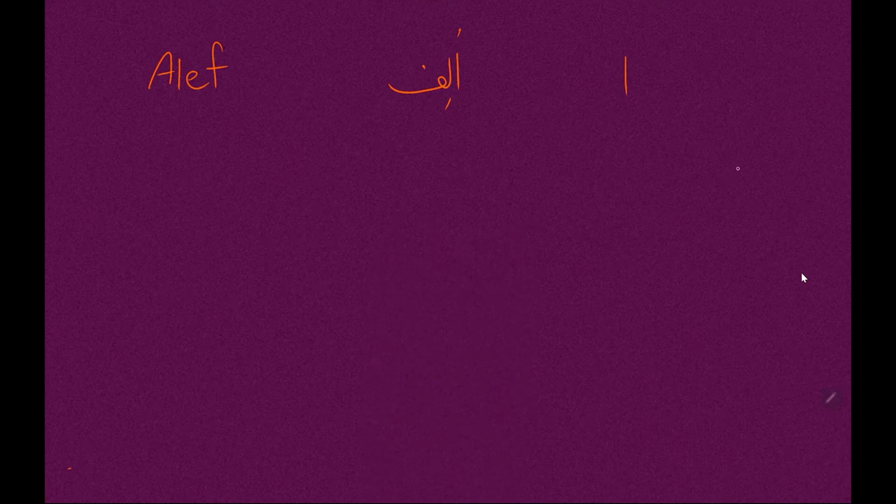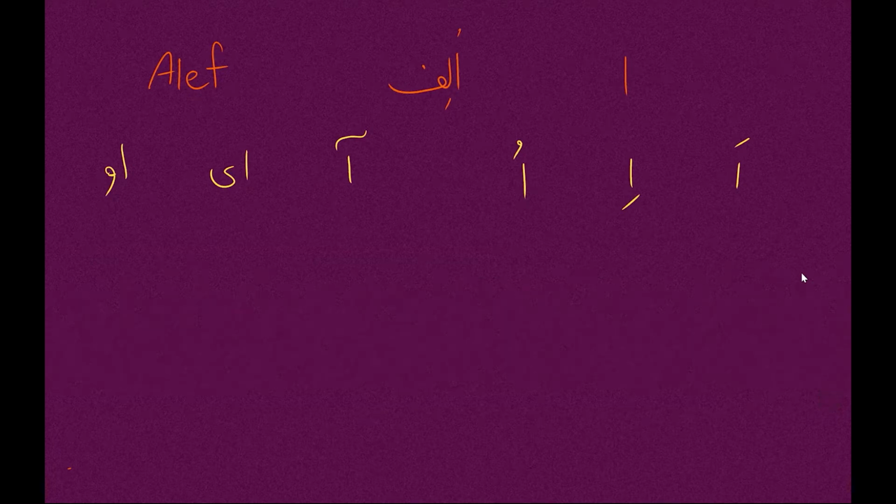So I wanted to explain some important points about the letter Alef. We explained we have A, E, O for short vowels and A, I, U for the long vowels. Remember, there is one thing that you need to remember. When we have the letter Alef in the middle of a word, it always gives the sound A. Always.